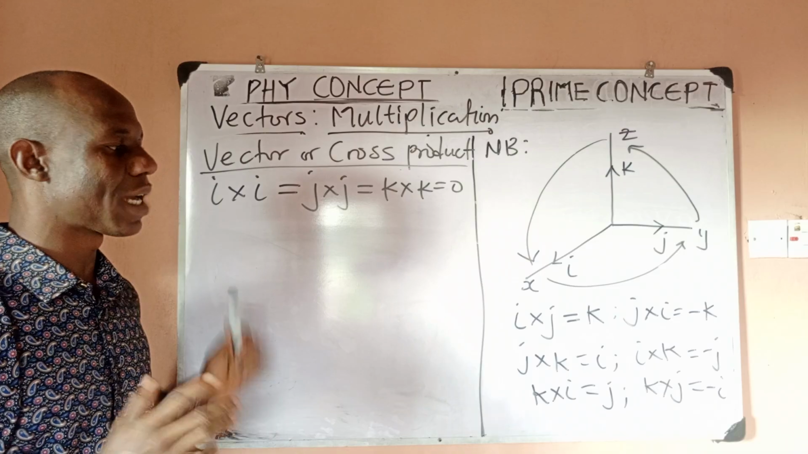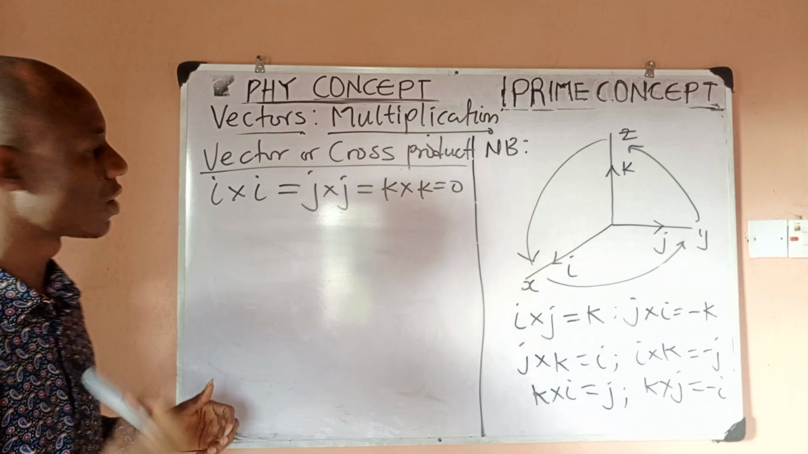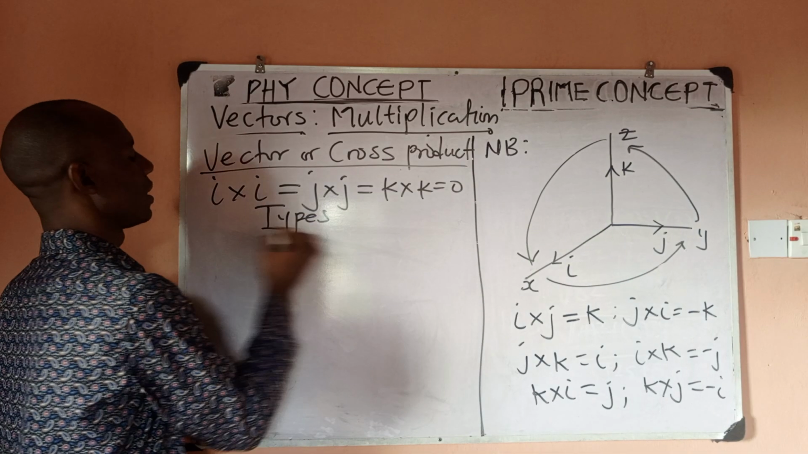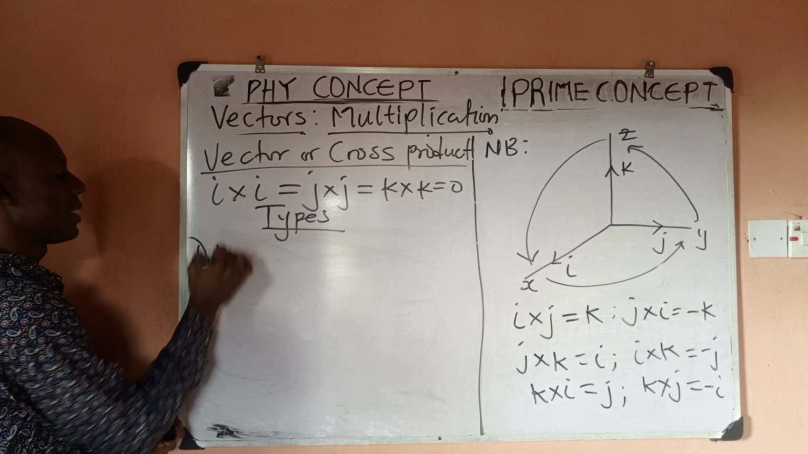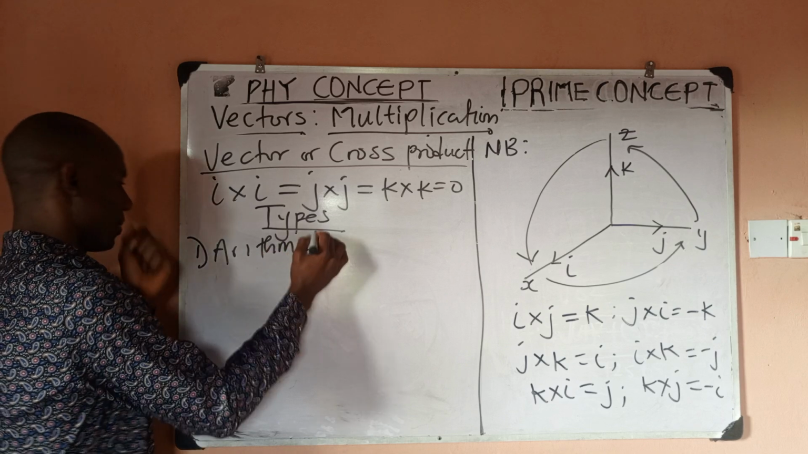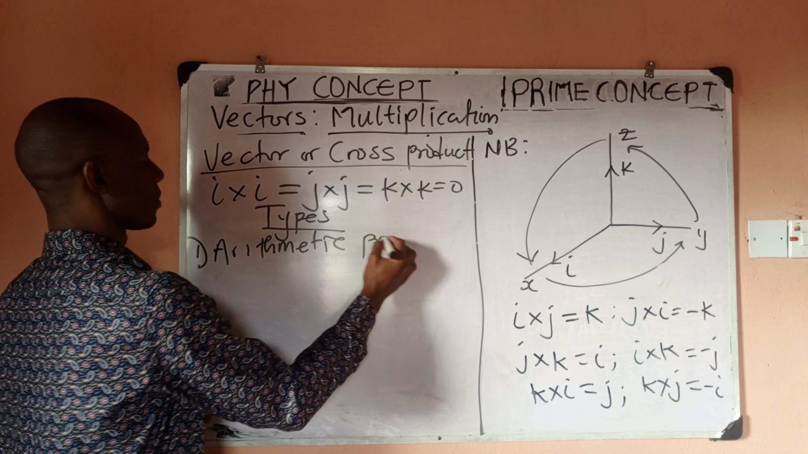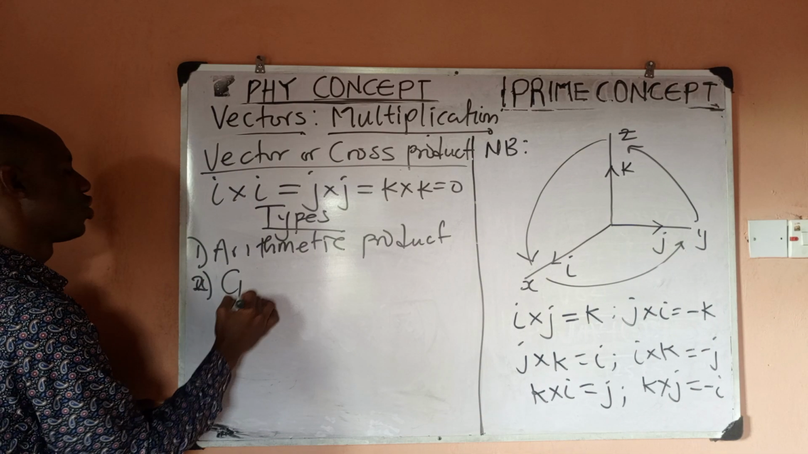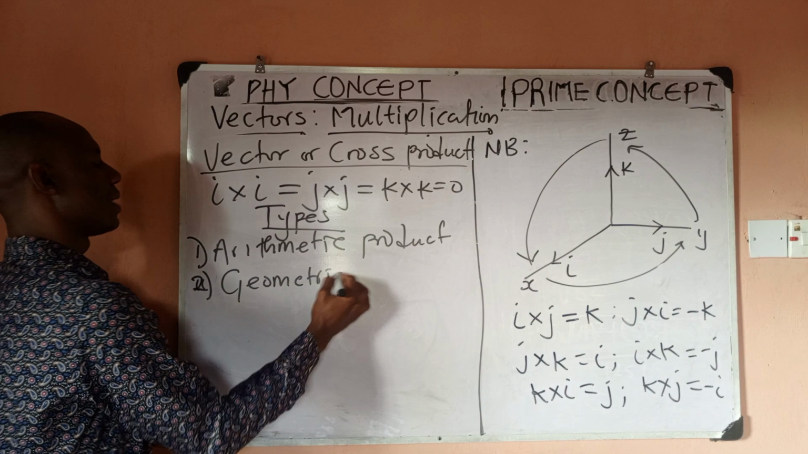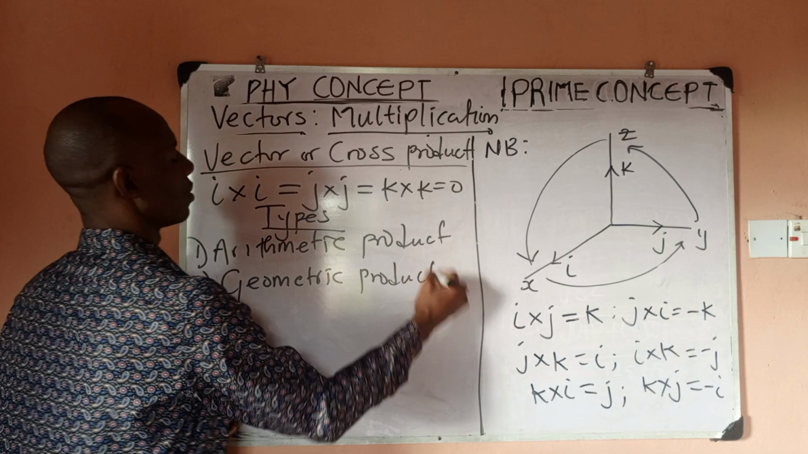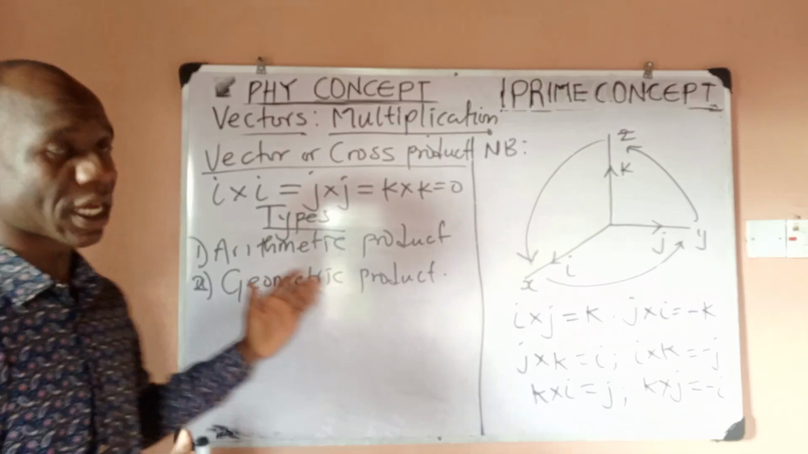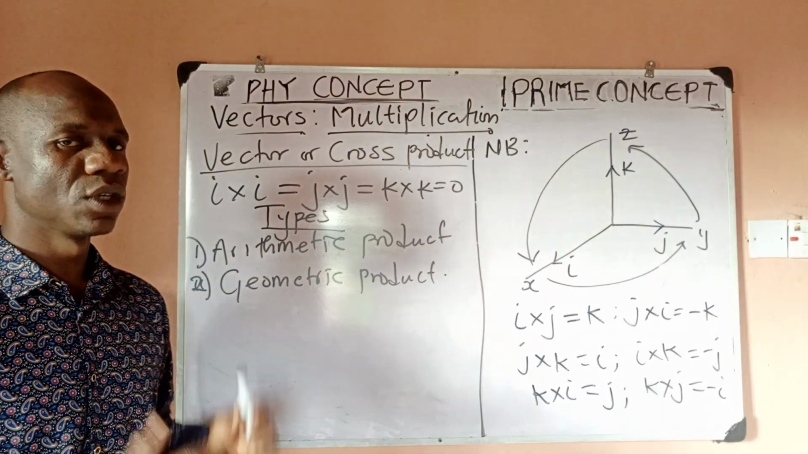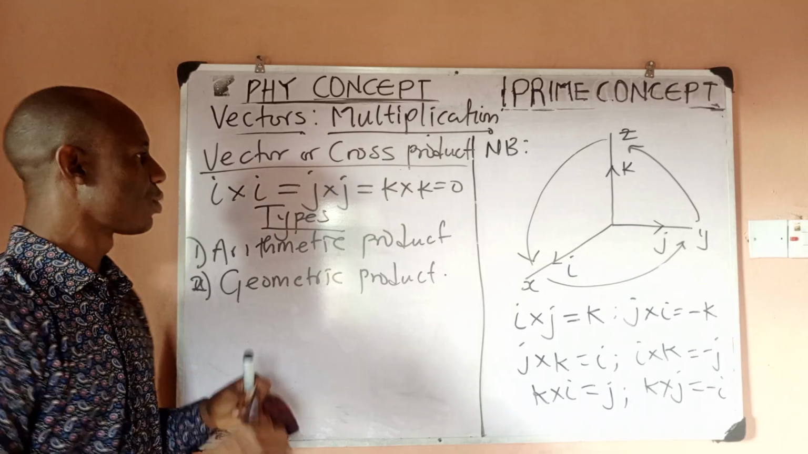Now, since we have learned this and we understand it, let's look at the types of vector products. We have two types, just like we saw in scalar. So number one is arithmetic product, and number two is geometric product. So in this video, I'm going to consider just arithmetic so that the video is not too long. In the next video, we're then going to dive into geometric cross product.